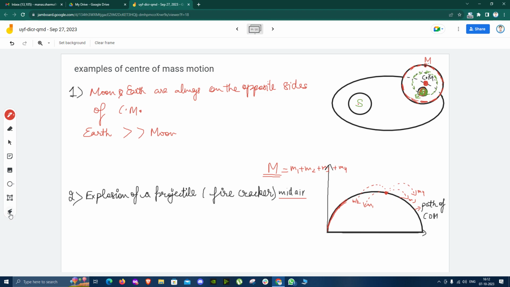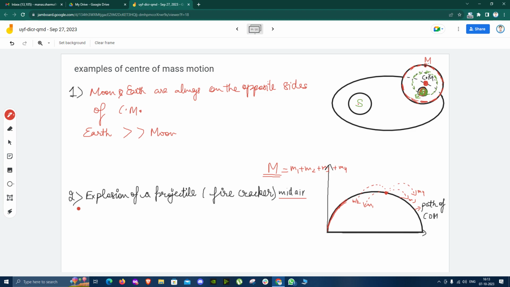So the projectile itself will keep on moving this way, but the cracker's particles M1, M2, M3, they will have their own parabolic path now. They will move in their own parabolic path. So let's explain why this happens and how this happens.